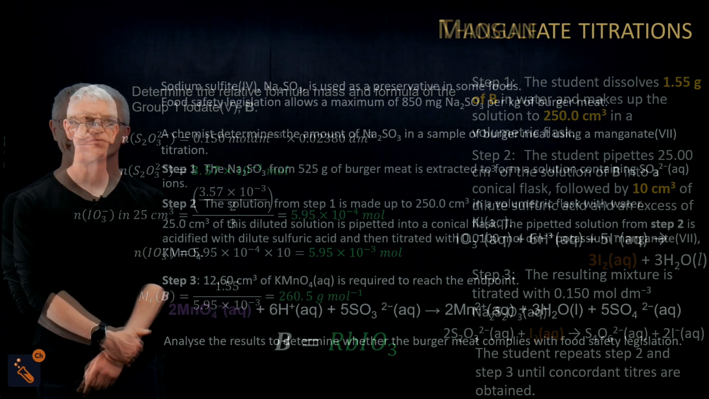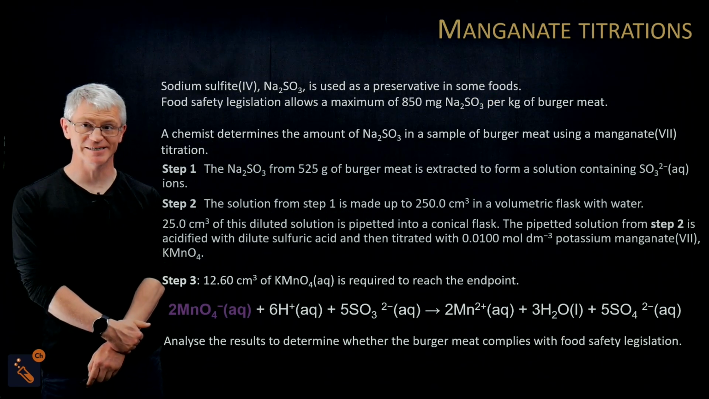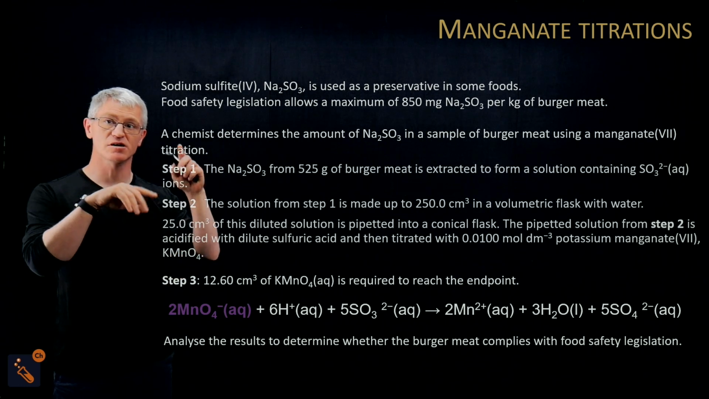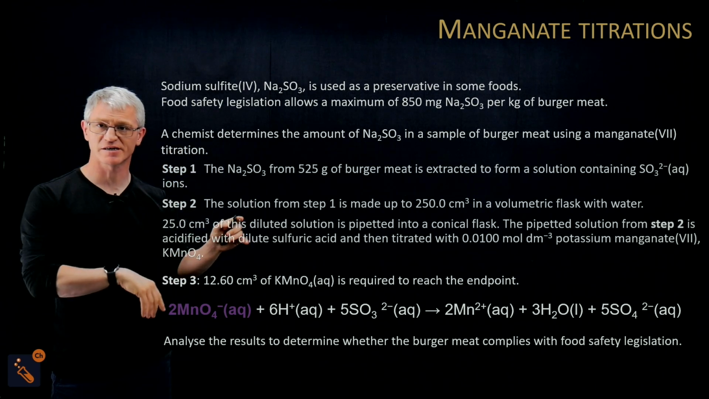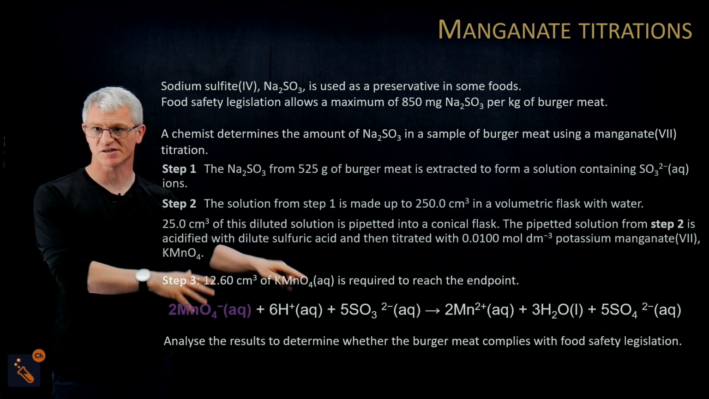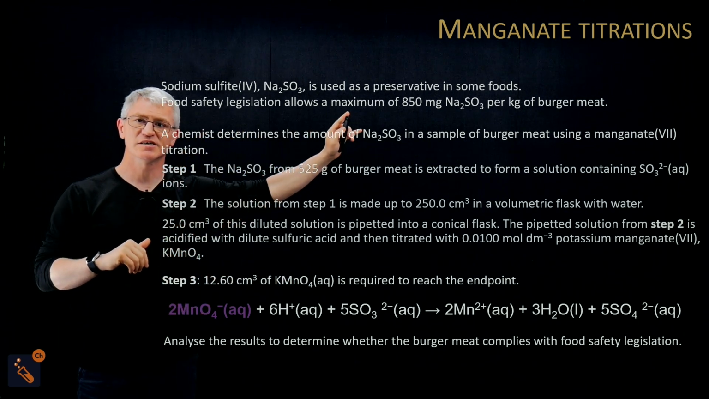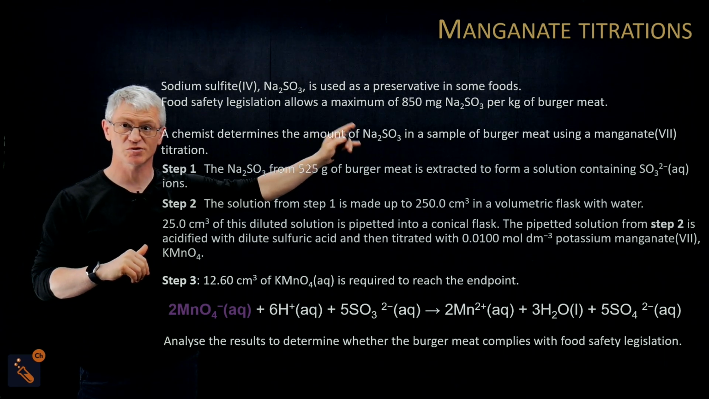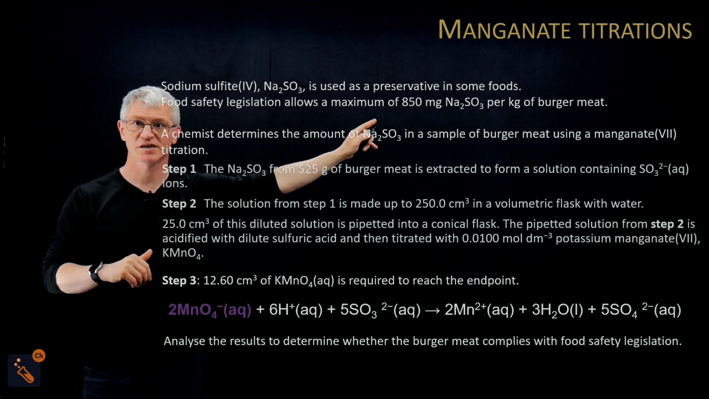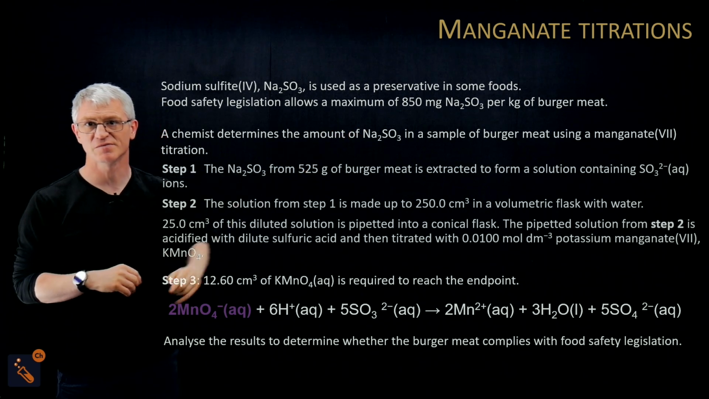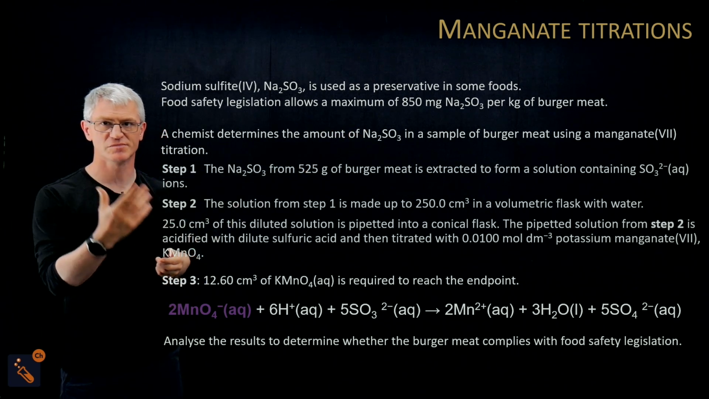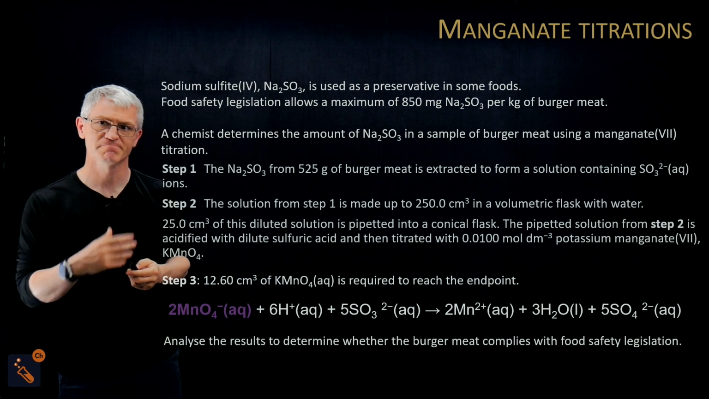So our third question is manganate titrations. Manganate titrations are to do with potassium manganate that reacts with other things like sulfite. So we want to find out how much sulfite is in the burgers. The burger is 525 grams down here, and we want to make sure there's a maximum of 850 milligrams. So we need to do a conversion to milligrams at the end.